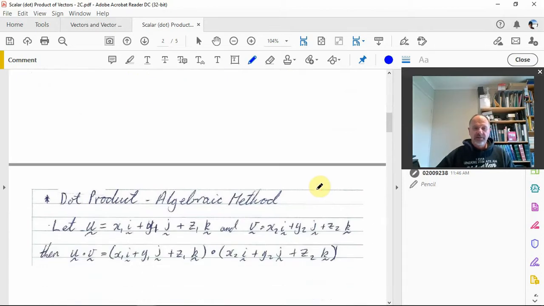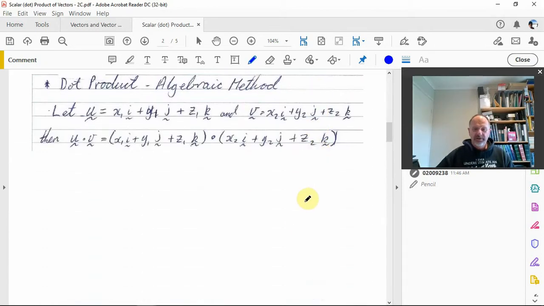Now there is another way that we can find the dot product, and that is using the algebraic method. If you've got a couple of vectors, these are u and v, they've got an i, j, and a k component, and you want to do the dot product of them. If we write those vectors out in full, this is what we end up with.